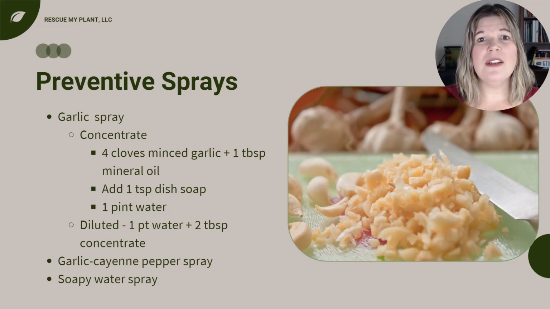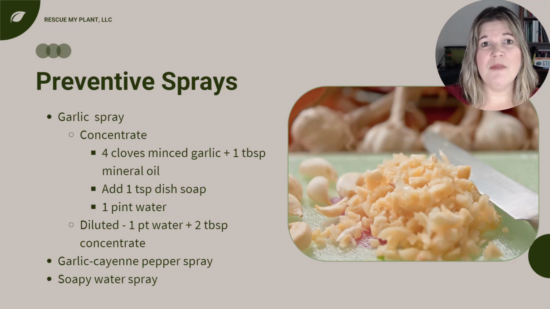An alternative homemade spray uses minced garlic and cayenne pepper that is boiled together and strained into a spray bottle using cheesecloth. For lettuce, don't spray garlic too close to the harvest date or your lettuce will taste like garlic. You can also make a 2% soapy water spray.